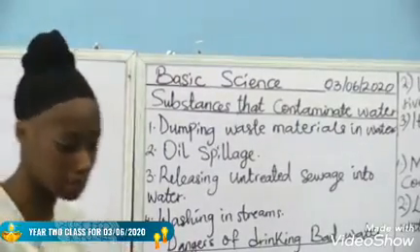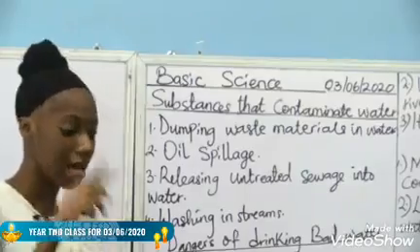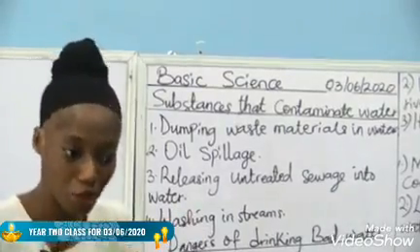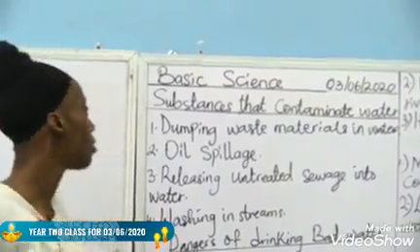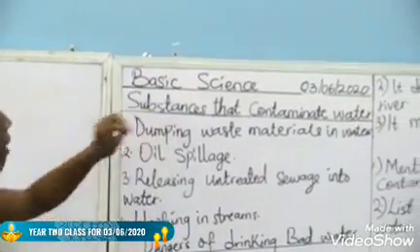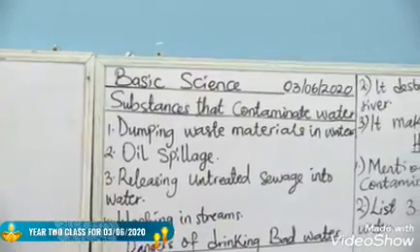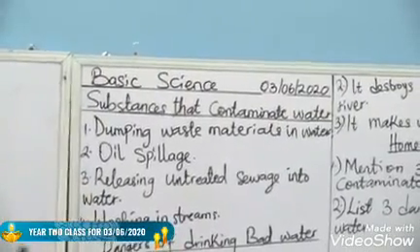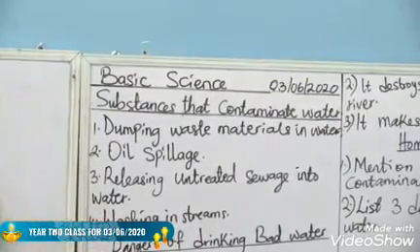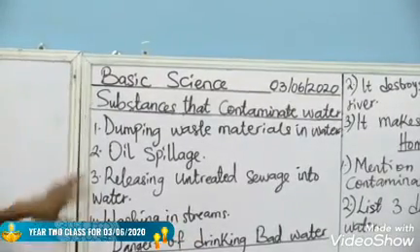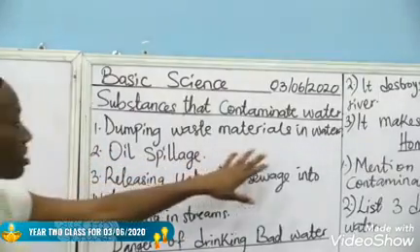We know that a good water must not have taste, must not be colorful, must not have smell. So now we will check our substances. We will know substances today that contaminate water. Substances that when you see them in the water, you know that yes, this water is not fit for human consumption. Number one is dumping waste materials in water.